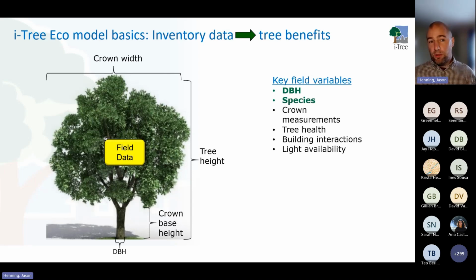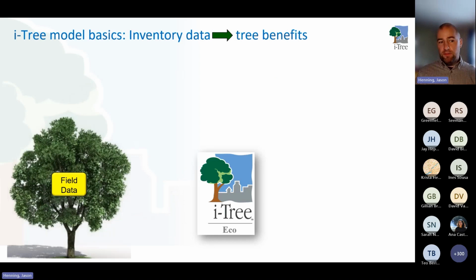And then we need light availability. How much light does your tree get? Again, that's going to affect things like how quickly your tree grows, which influences the ecosystem services, the tree benefits those trees provide. So it's all going to start with you providing some sort of data about your trees. And from there, you're going to feed it into the model.